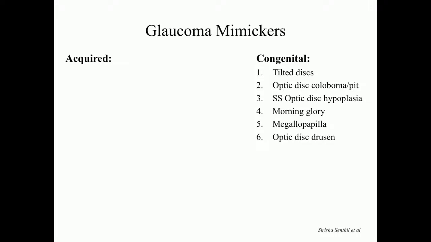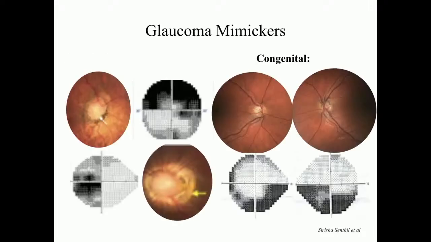Now, optic disc drusen can cause progressive optic neuropathy. And if you see any progression, of course, you need to image those patients. If you see pallor, you need to image those patients, even though they have these congenital disc anomalies. Some examples of congenital disc anomalies here, borrowed from the Seminars in Ophthalmology glaucoma mimickers paper.